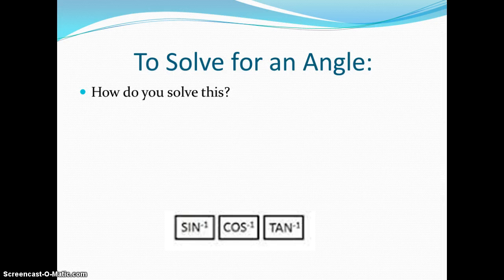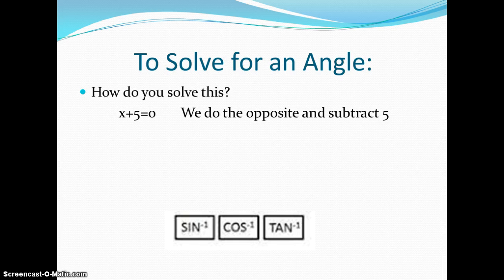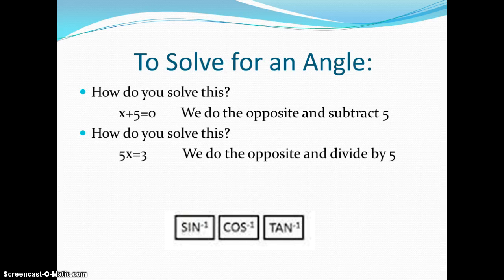Okay, to solve for an angle, how would we solve this? x plus 5 equals 0. We would do the opposite and subtract 5 from both sides. How do we solve this? 5x equals 3. We would do the opposite and divide by 5.